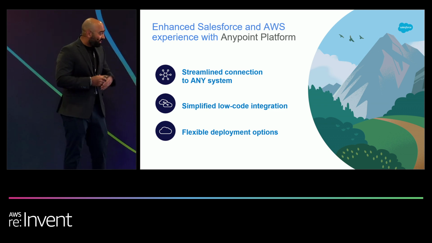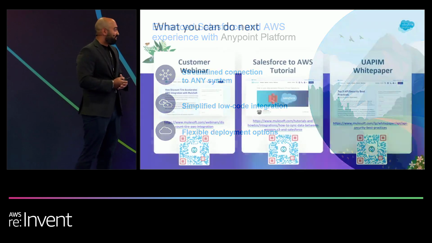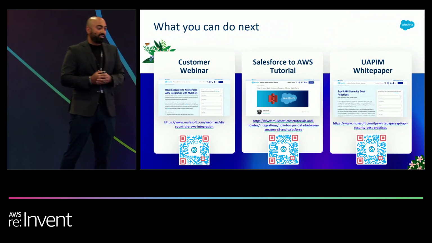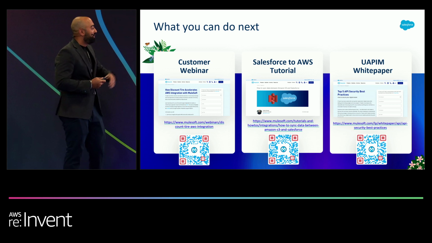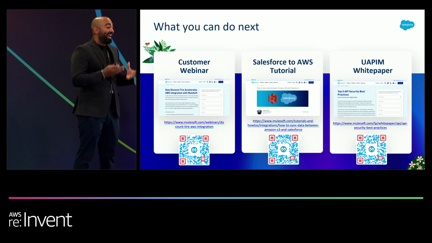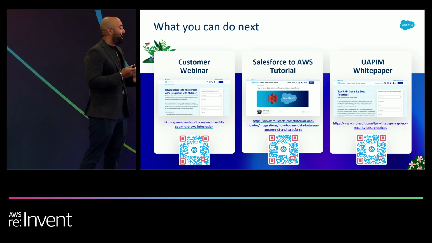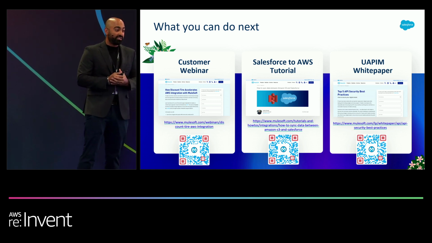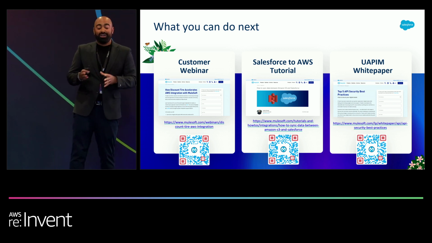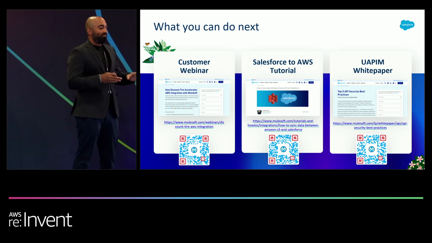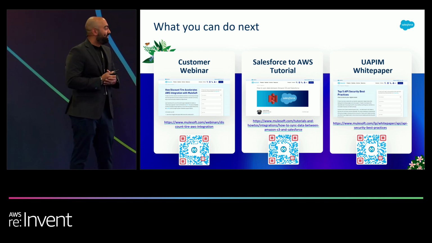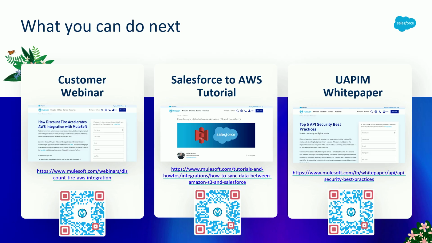And as far as next steps go, check this out here. We do have a couple of great resources for you to go to. There are QR codes if you want to scan them. We did recently do a webinar with Discount Tire highlighting how they go through their AWS and MuleSoft integrations. They go through 3 core use cases, which I think are really cool and really informative. They go into detail on exactly how they achieve this integration using both MuleSoft and AWS.